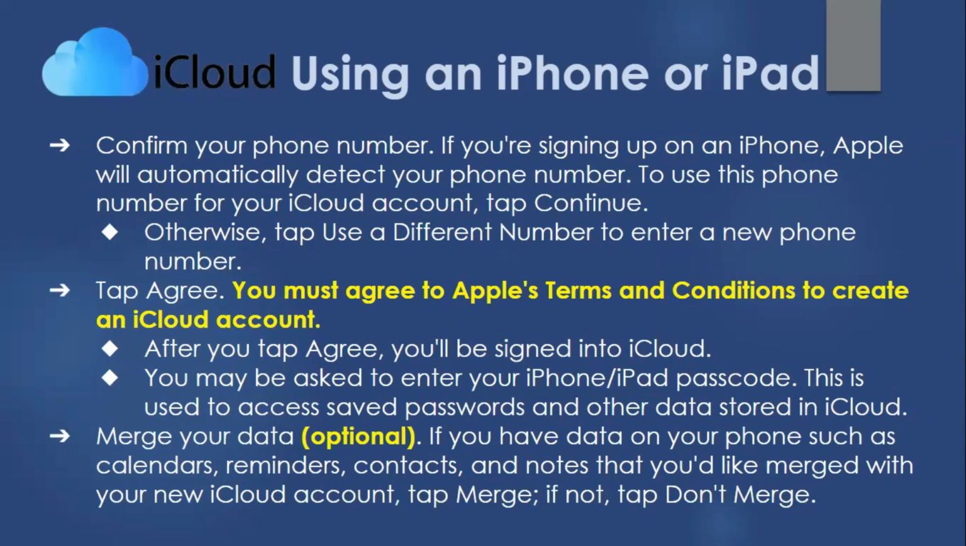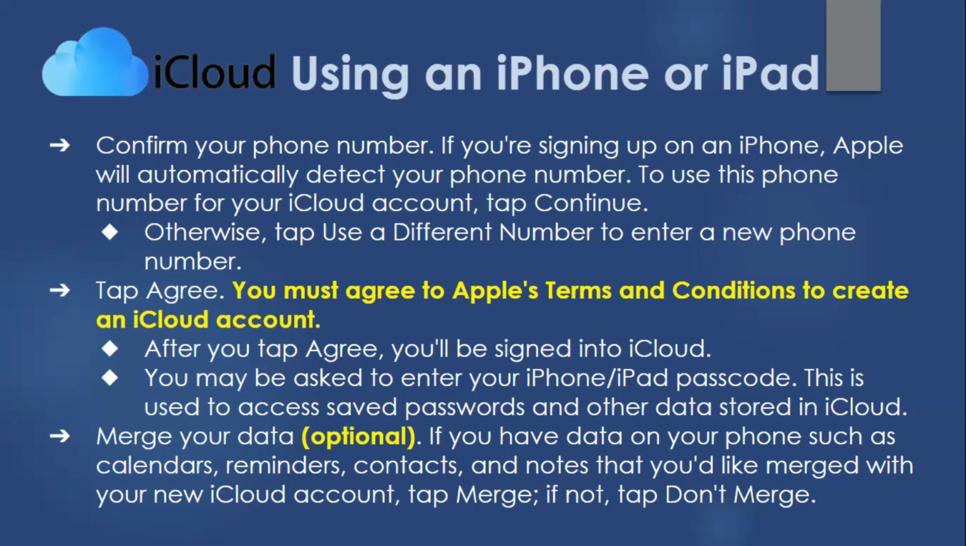Confirm your phone number. If you are signing up on an iPhone, Apple will automatically detect your phone number. To use this phone number for your iCloud account, tap Continue. Otherwise, tap Use a Different Number to enter a new phone number. Tap Agree. You must agree to Apple's terms and conditions to create an iCloud account. After you tap Agree, you will be signed into iCloud.